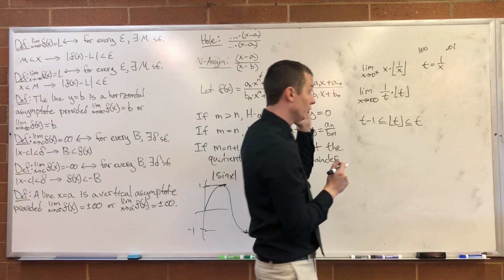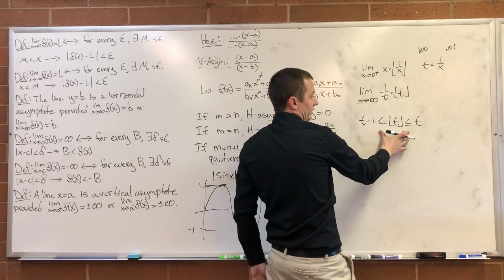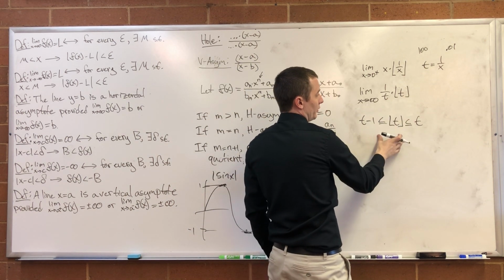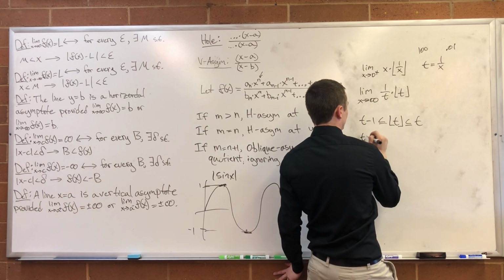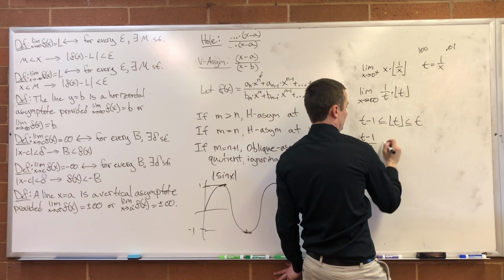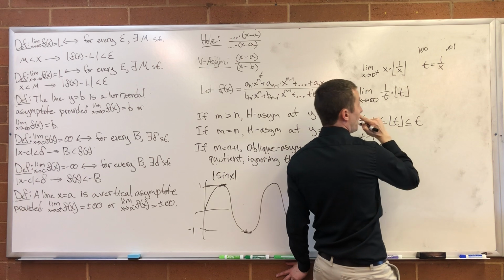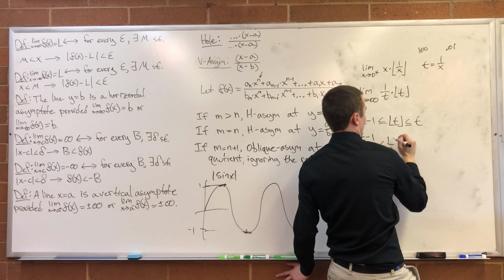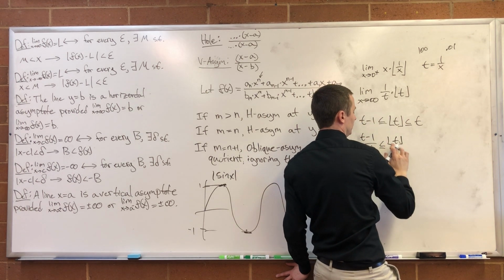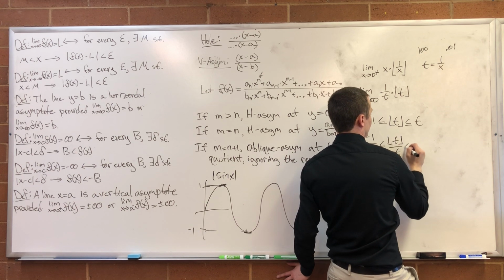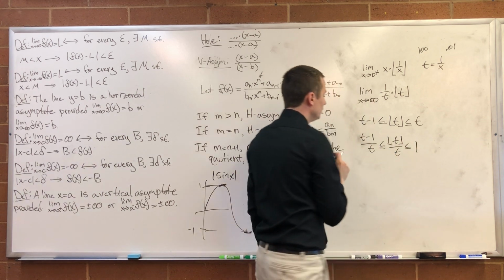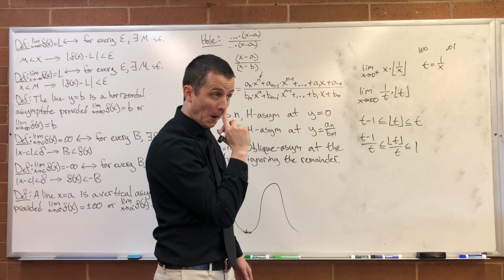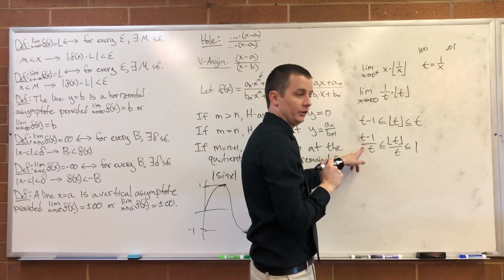Oh, we're not going to be able to do that nicely. Notice that this is the case. So now I'm going to make another one, bringing in the 1 over t. So t minus 1 over t is less than or equal to, rewriting this like that, the floor of t over t is less than or equal to 1. You see how since this is true, this is true?